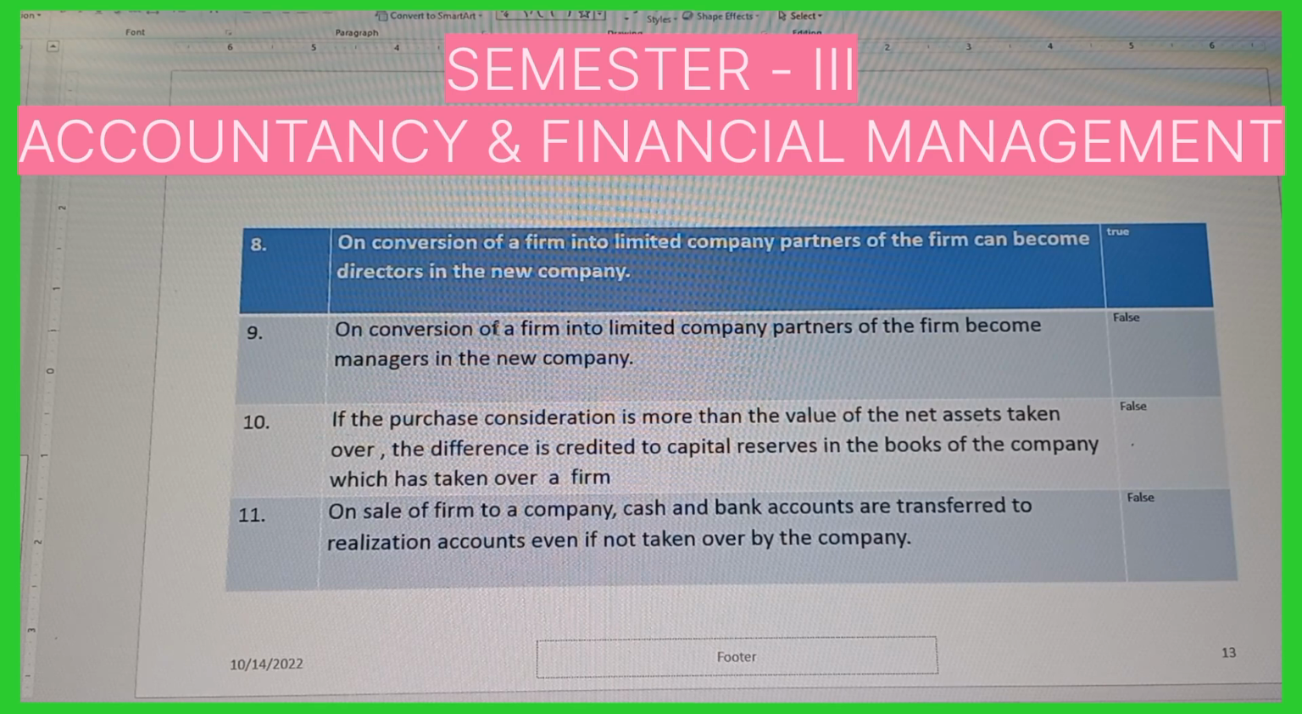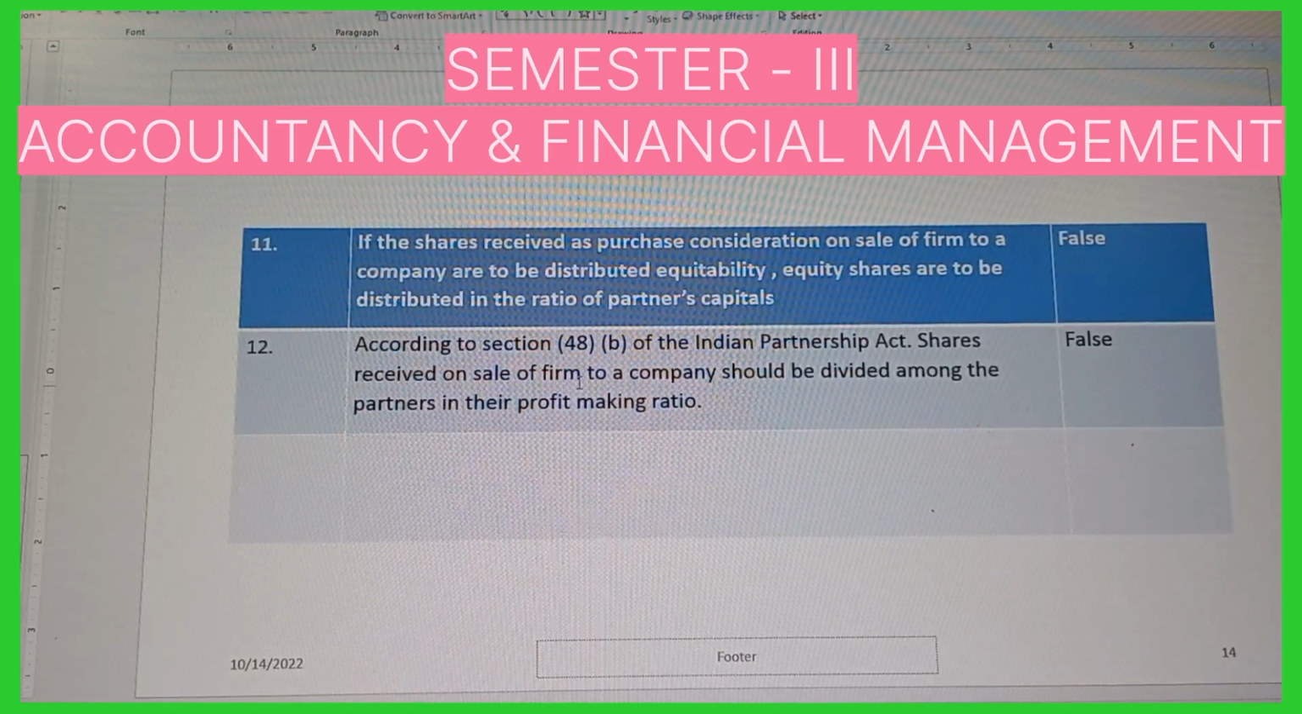If the purchase consideration is more than the value of the net assets taken over, the difference is credited to capital reserve in the books of the company which has taken over the firm. So answer is false. After that, on sale of firm to company, cash and bank account are transferred to the Realisation account even if not taken over by the company. So answer is false. Whenever the cash or bank is not taken over by the new firm, we open a separate cash account, and we tally that particular account in case of conversion or sale of a partnership firm into limited company.